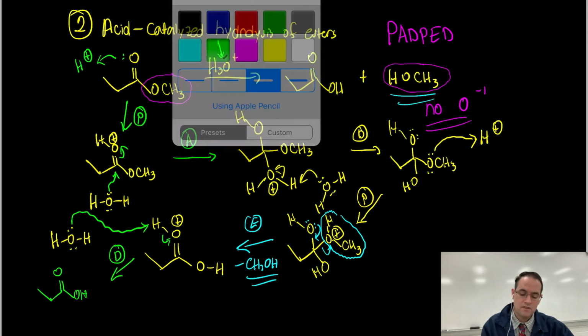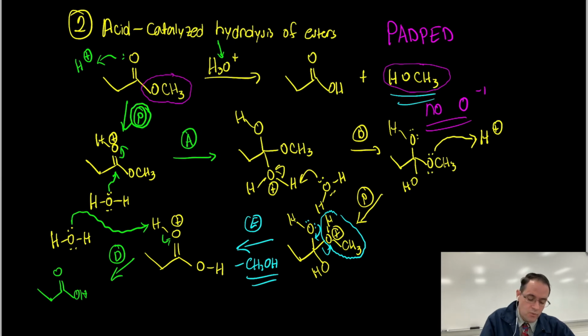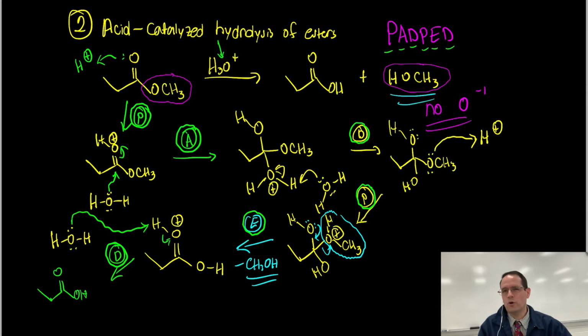Okay, so let's look at the steps here together. In step 1 we have protonation. Okay, step 2 we have attack. Step 3 we have a deprotonation. Step 4 we have a protonation. Step 5 we have an elimination, and step 6 we have a deprotonation, or PAD-PED for short. Okay, so that's the acid-catalyzed hydrolysis. Okay, hydrolysis means hydro is water, and lysis means break. So hydrolysis means water is breaking up the ester into a carboxylic acid and an alcohol.